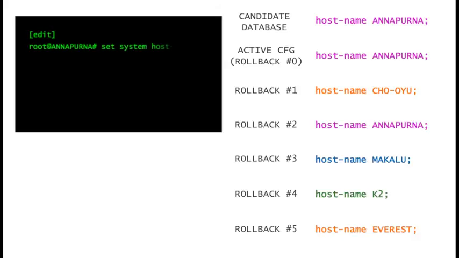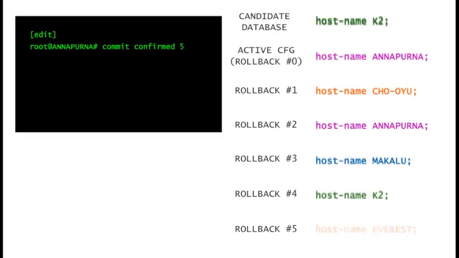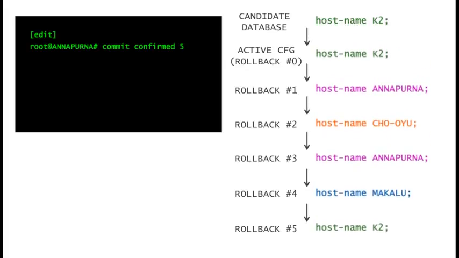Finally, let's see what happens if you use the commit confirmed option. Let's pick a 5-minute timer. After the commit completes, the system activates the configuration change and waits for 5 minutes. If there are no more commits during this time, the system automatically rolls back to the previous active configuration. Or, in other words, it automatically does a rollback 1 plus commit.